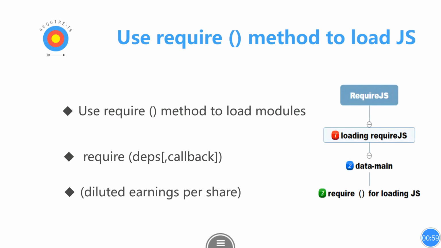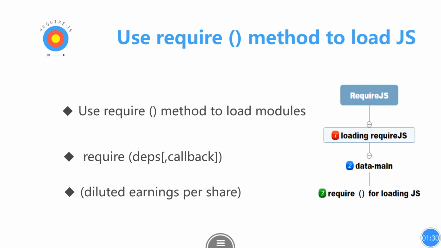In the last lesson we know the require.js helps us to load and manage the JS file. So the require method is to do this thing. It's a very important thing. So in this lesson, this is require.js, and how to use this method?